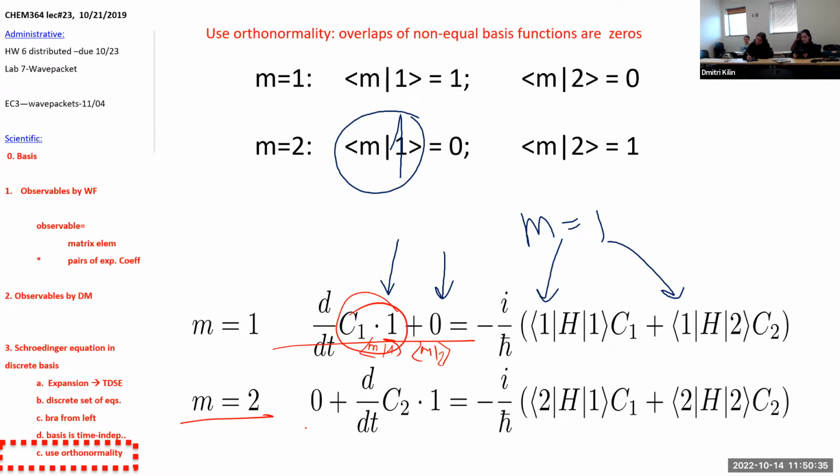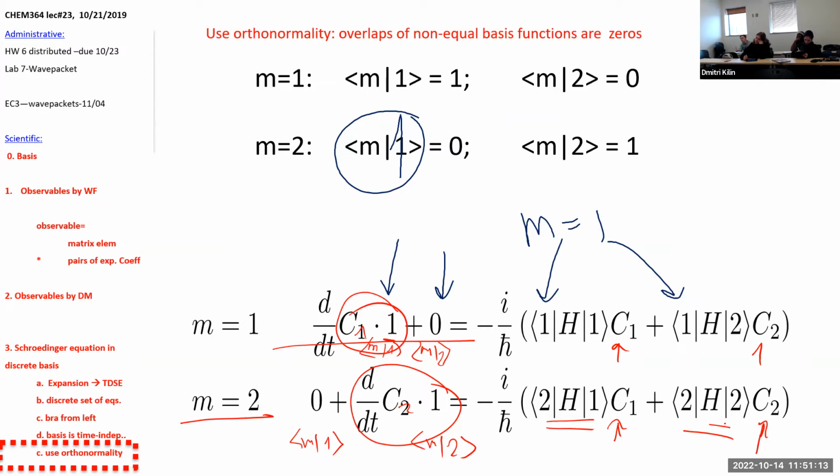Now, if m equals 2, wherever we have m1, we have 0, and wherever we have m2, we have 1. Again, we have only one coefficient, so we pass only one expansion coefficient out of all of them. On the left, we have the time derivative of each individual expansion coefficient. On the right, we have combinations of matrix elements of the Hamiltonian and expansion coefficients. Here is C1, C2, C1, C2.